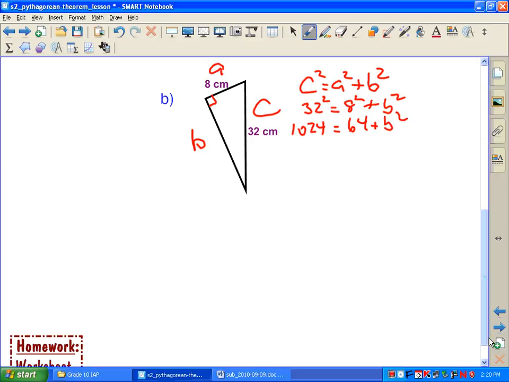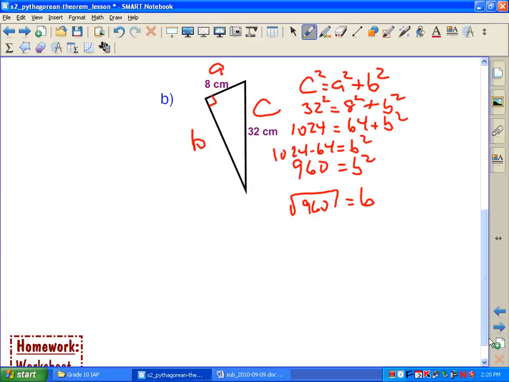So let's bring the 64 over to the left side. And of course, when we do that, it becomes negative. So 1024 minus 64 is 960. That's B squared. Sorry. So to find the value of B, we take the square root of 960.